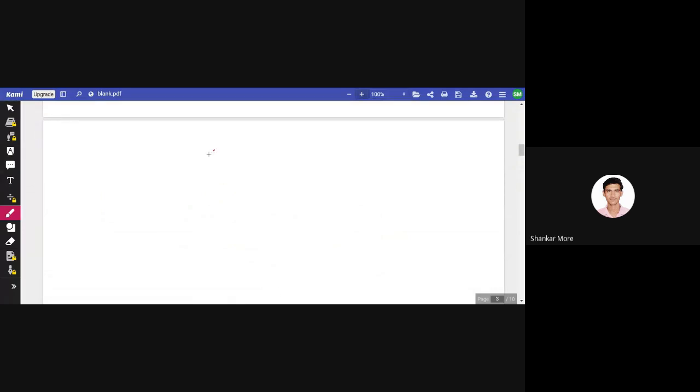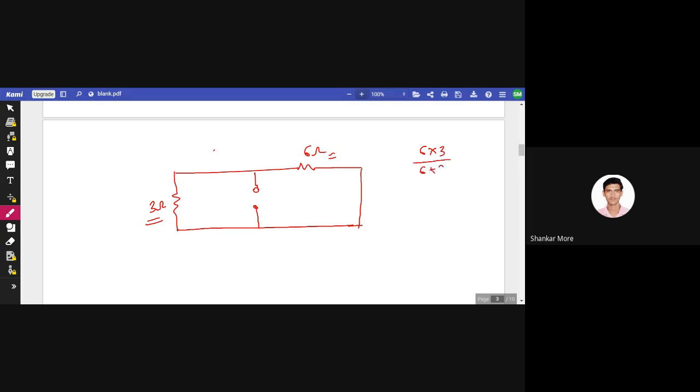See, on the left side there were two 6 ohm resistances which became an equivalent 3 ohm, and here there is a 6 ohm resistance, because our voltage source got shorted, and here were the capacitor terminals. Okay, so if you see, this and this are in parallel, so 6 into 3 divided by 6 plus 3, that is 18 by 9. So R equivalent is 2 ohm. I hope this is clear.